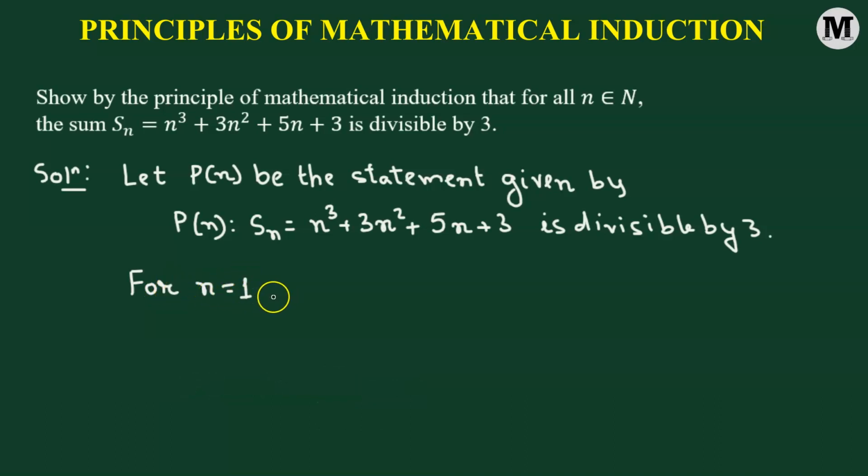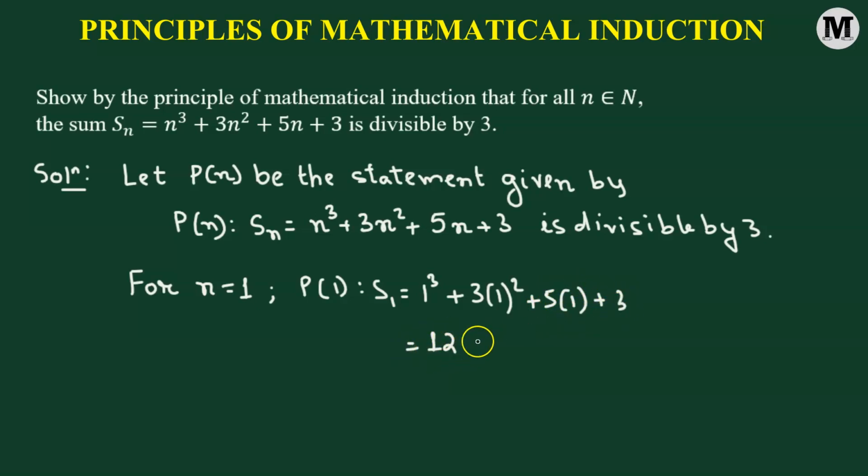So for n equals 1, our statement becomes P of 1, such that S of 1 will be equal to 1 cube plus 3 times 1 squared plus 5 times 1 plus 3. So this is going to be equal to 12. And we know that 12 is clearly divisible by 3. Now since 12 is divisible by 3, this only tells us that the given statement P of n is true for n equals 1.